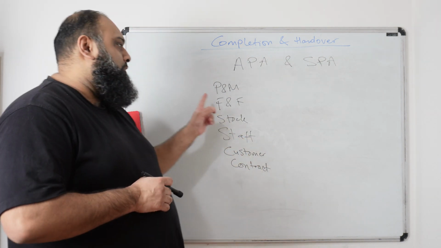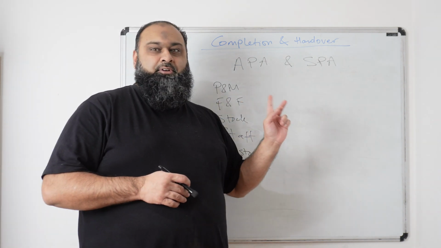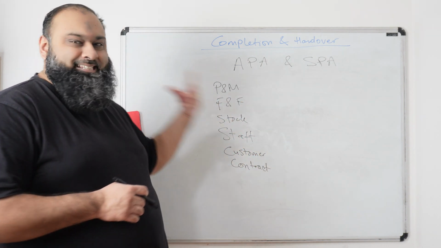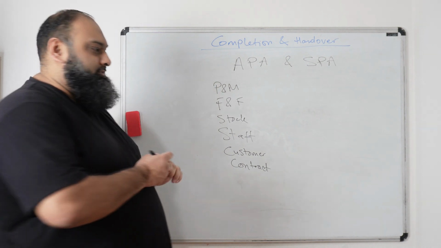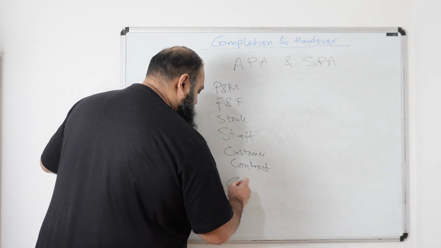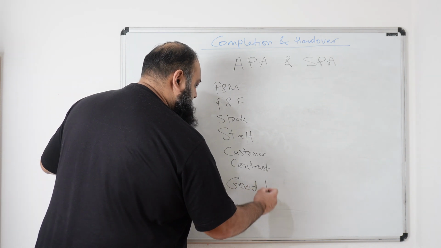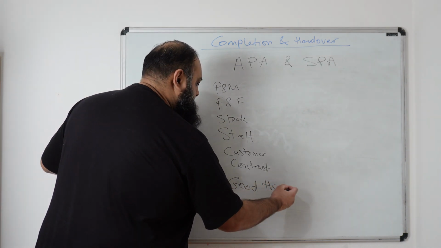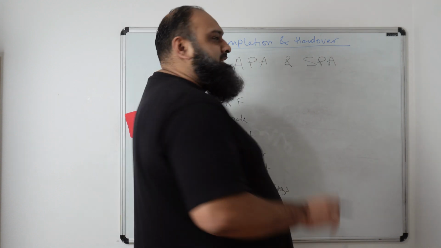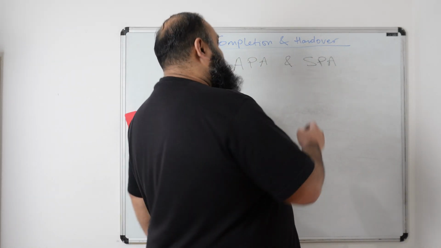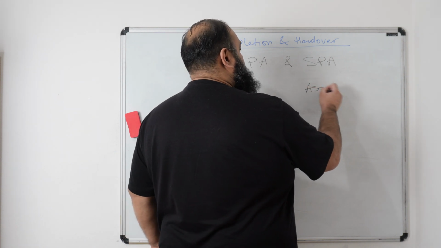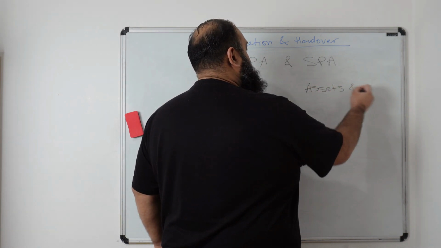Now this is another important thing. With an asset purchase agreement, or an asset purchase I should say, you're only ever buying the good things of the business. With the SPA, and this is one of the limitations of the SPA, you're buying all of the assets and the liabilities. So assets and liabilities.